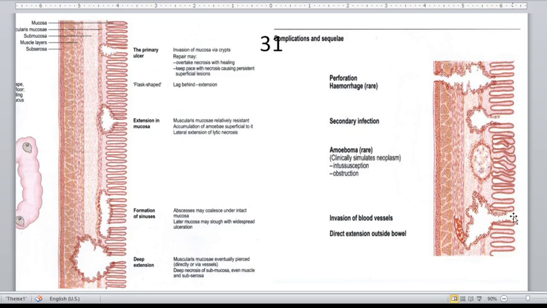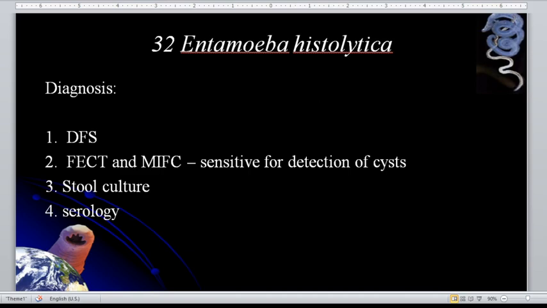As you can see here, if the trophozoite stage invaded the intestinal lumen and reaches the circulation, it can travel through the circulation and reach the extraintestinal site, with invasion of blood vessels as well as direct extension outside the bowel. Okay, so that is slide 31. We have 60 plus slides.